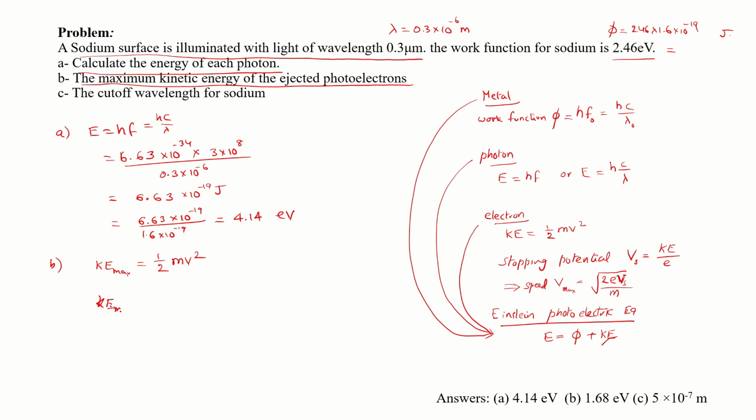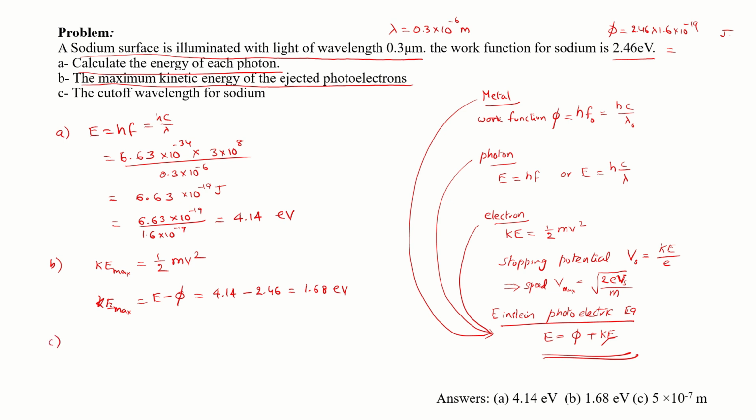The formula is KE max equal to the energy of the photon E minus phi. Just now we got 4.14 electron volt, minus the work function 2.46 electron volt, which is equal to around 1.68 electron volt. This is the maximum kinetic energy of the photoelectrons.